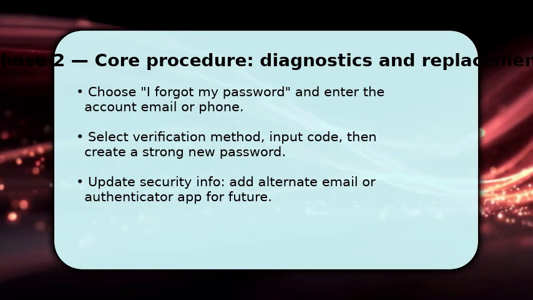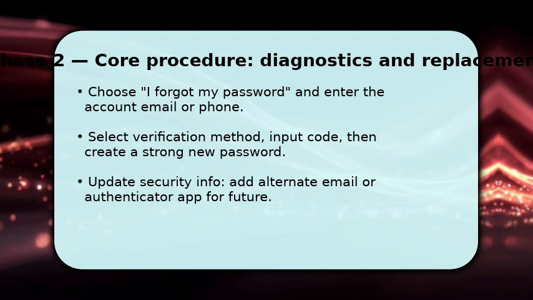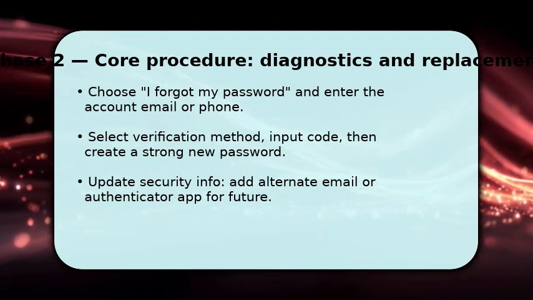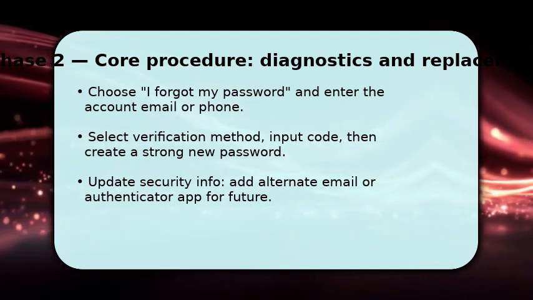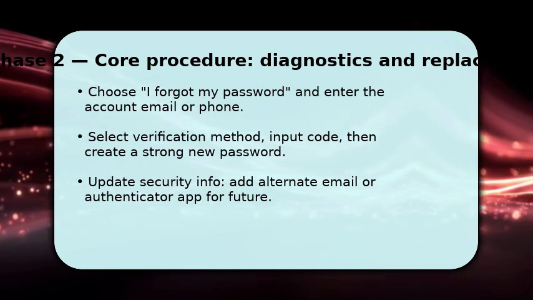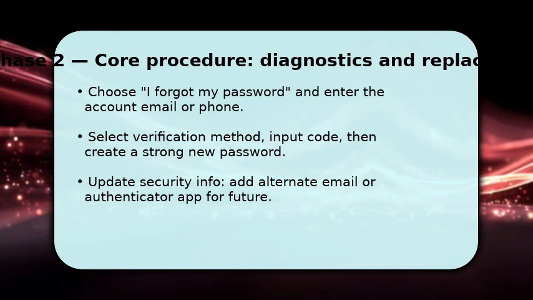Enter the account email or phone associated with your Xbox. Next, pick a verification method, email, SMS, or authenticator, and input the code you receive. Make sure the code matches exactly. Then create a strong new password that's unique and memorable for you, and confirm it.